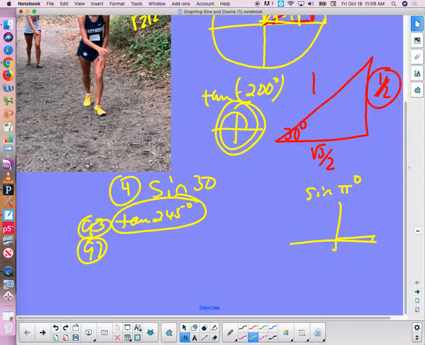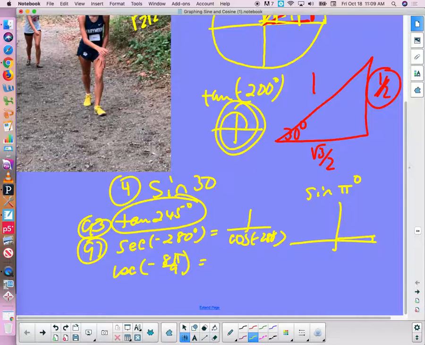97 was the secant of negative 280 degrees. I would type that into my calculator as 1 over cosine of negative 280. And am I in degrees or radians? Degrees. 101 was the cosecant of negative 8 pi over 9. Why is that in radians? No. Why is it in radians?